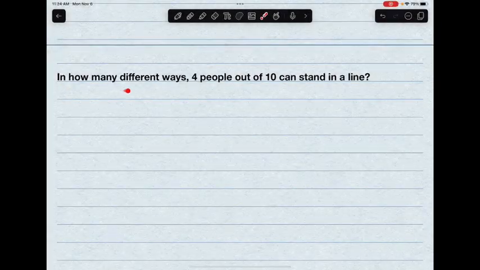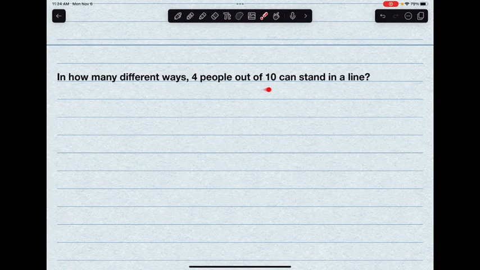In how many different ways can 4 out of 10 people stand in a line? So here we have 10 people, but there's a line which has a capacity of 4 people. Okay, so we are going to choose 4 out of 10 people and arrange these 4 people in the line. So here it's not standing 10 people, it's just 4 out of 10. Here the solution is easy.